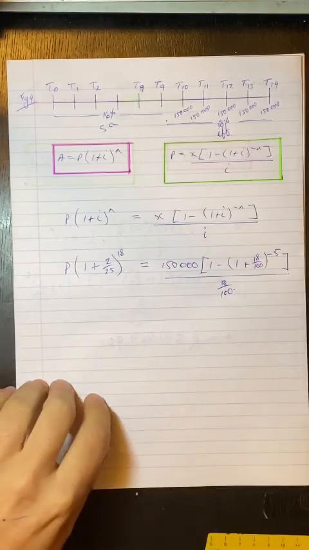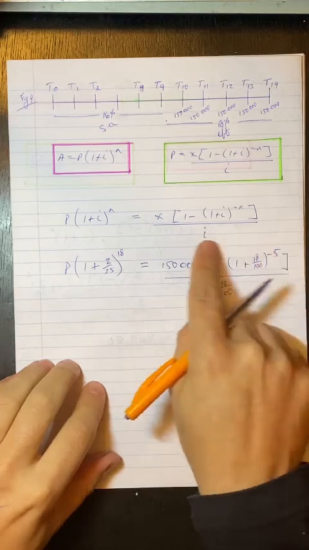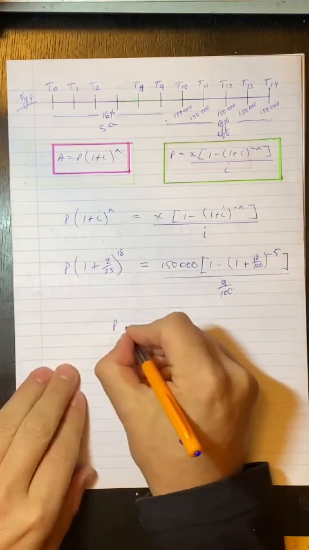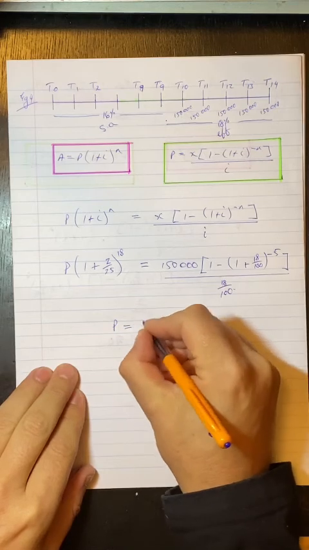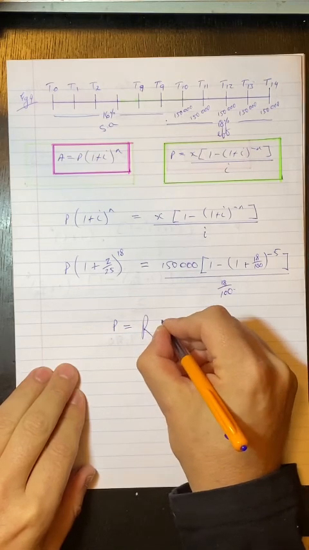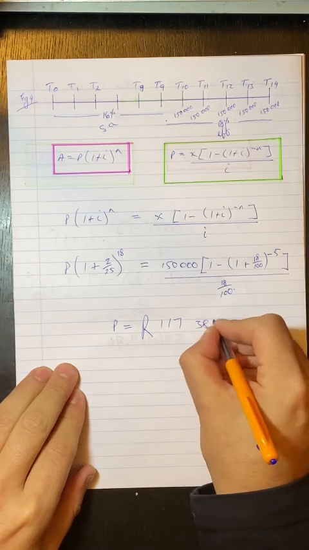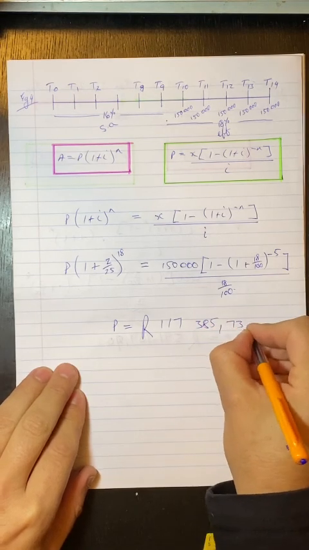Okay. Right, so on your calculator, you're going to punch that in, and then you're going to divide by this, and you will get your present value would be 117,385 Rand and 73 cents.